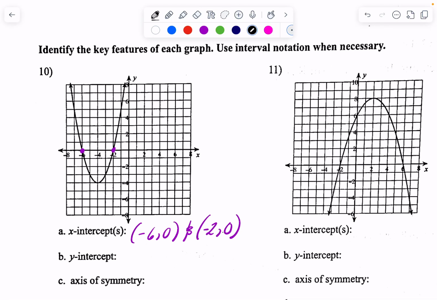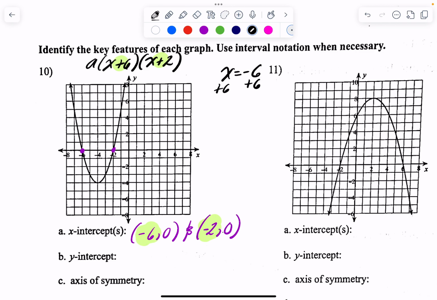So what's the equation of this? Well, let's write it in factored form. So we know it's a(x plus 6)(x plus 2). Remember, these will be opposite signs of what we see on the solutions because we would work backwards, you know, x equals -6. So if we work backwards, that'll be x plus 6. Anyways, so this is the form of our quadratic. y equals a times (x plus 6) times (x plus 2).